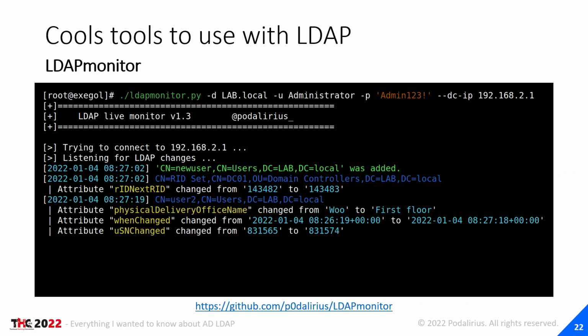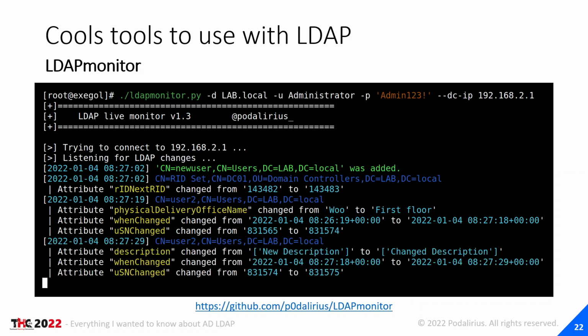But then when something is modified inside the LDAP attributes, you will see everything that changed inside this object. For example, for user 2, here we can see it changed its delivery office from woo to first floor. So as this attribute was changed, LDAP Monitor will print the old value as well as the new value, so you can see what it changed to and from. The same thing happened for all the attributes of these objects. So for example, if we change the description, it will also appear inside LDAP Monitor.